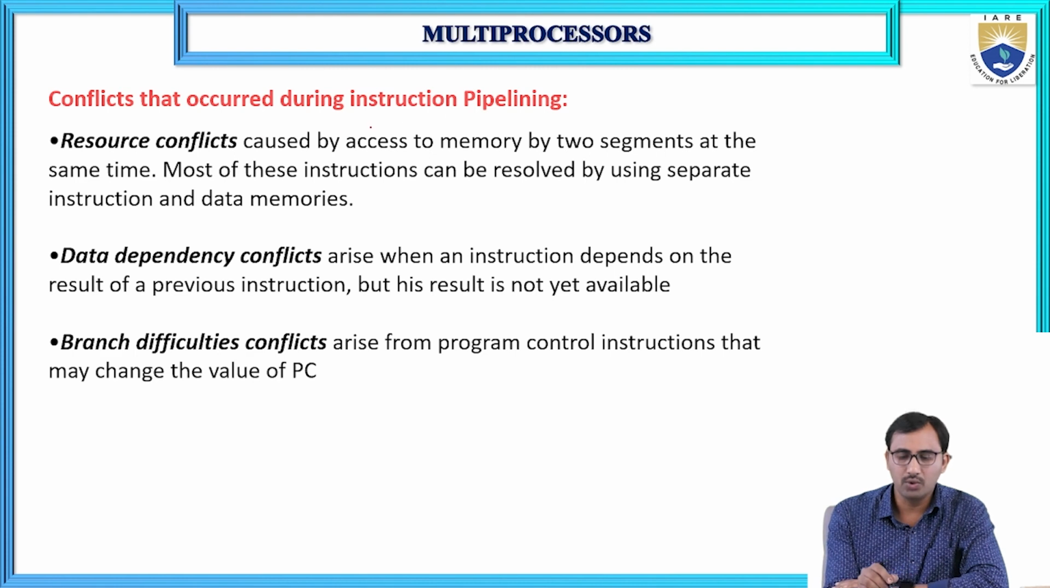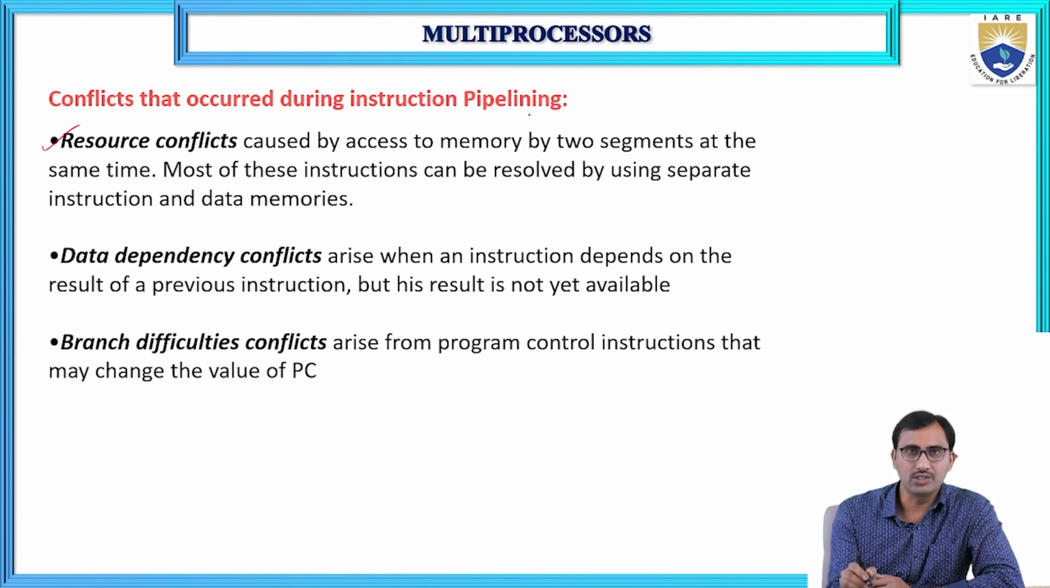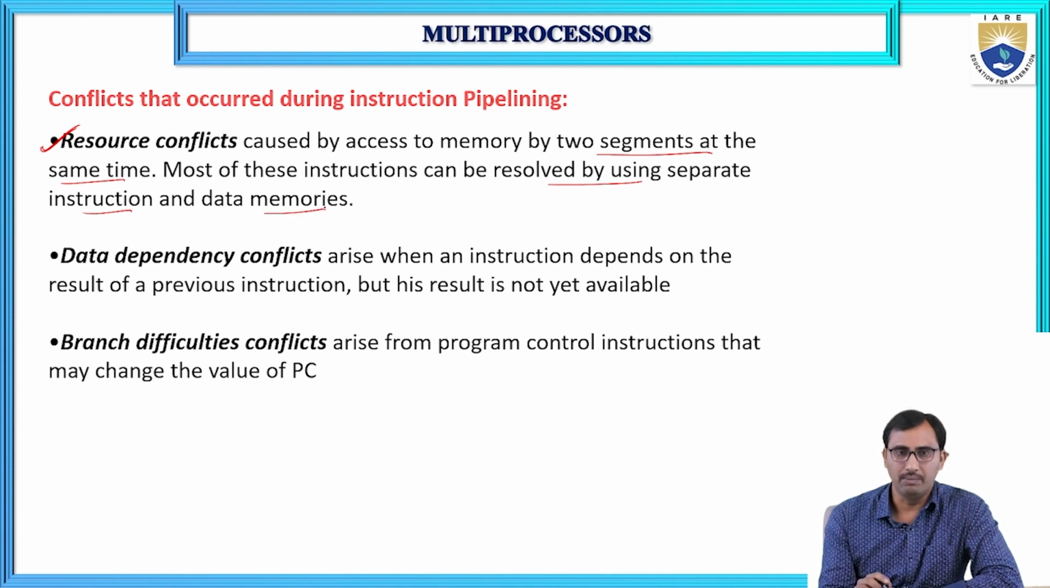Conflicts that occur during the instruction pipeline. When pipelining takes place, due to some conflicts the pipeline process may deviate from its normal operation. These are the conflicts encountered in the instruction pipeline. First one is the resource conflict. These resource conflicts are caused by access to the memory by 2 segments at the same time. Most of these conflicts can be resolved by using separate instruction and data memories.